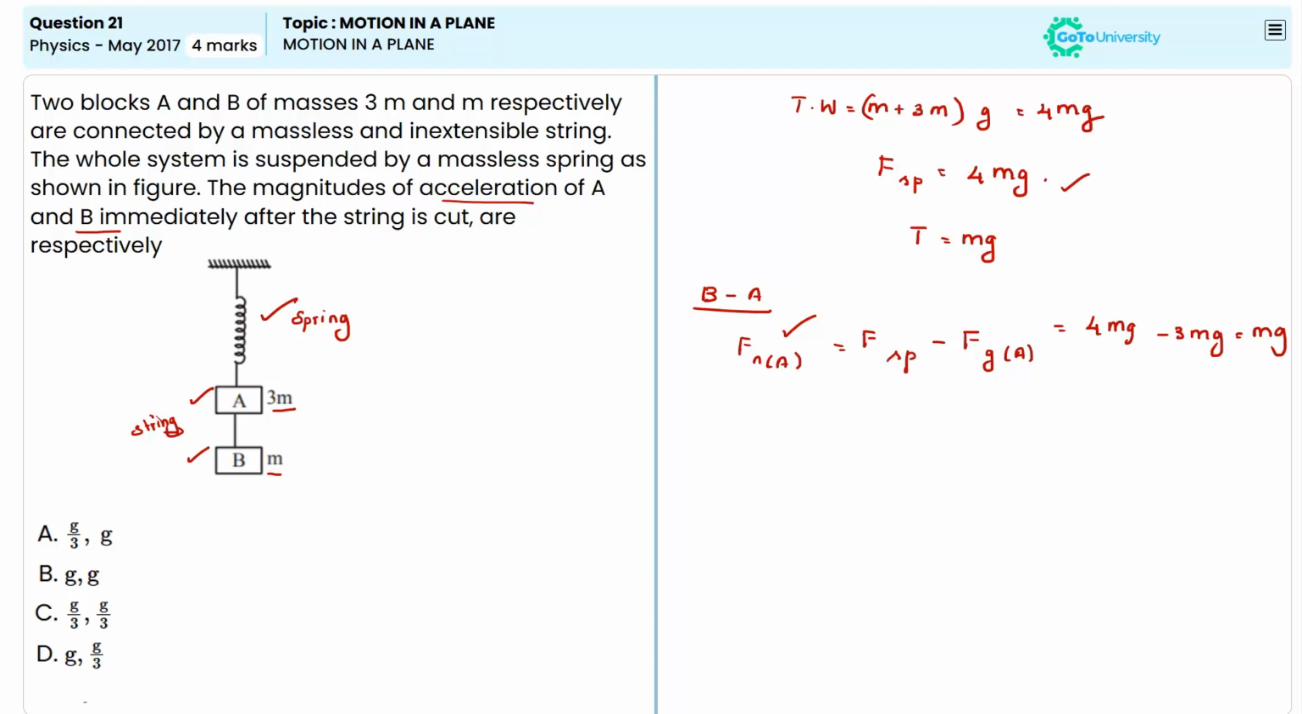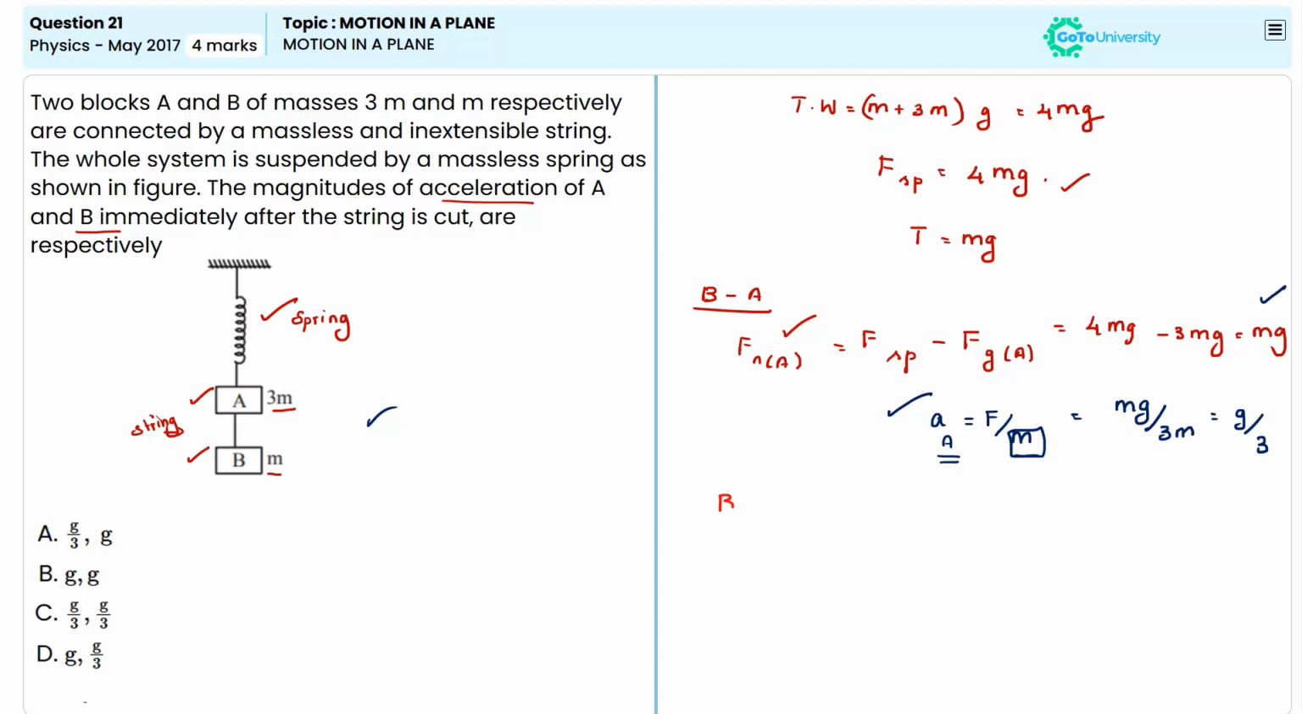But here the question is about acceleration. So we can write acceleration is equal to force divided by mass, whereas force is given as mg, whereas mass is given in the question as 3m. So here we can write it will be equal to g divided by 3. So this is the value of acceleration of block A.